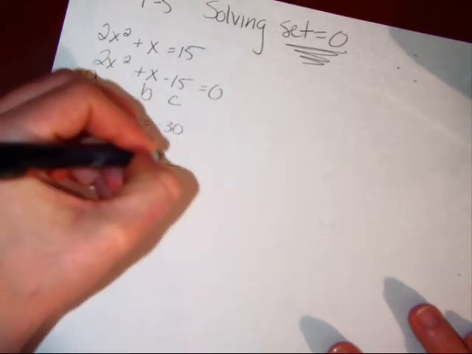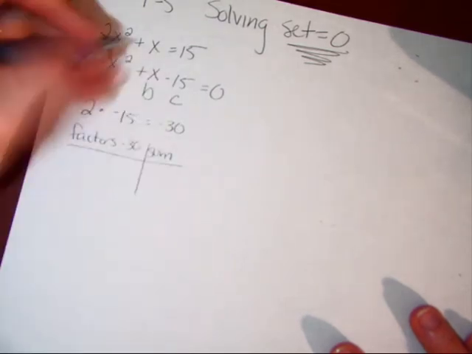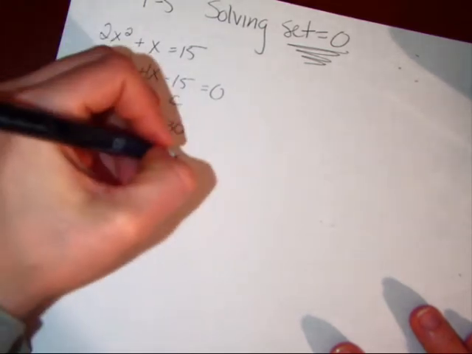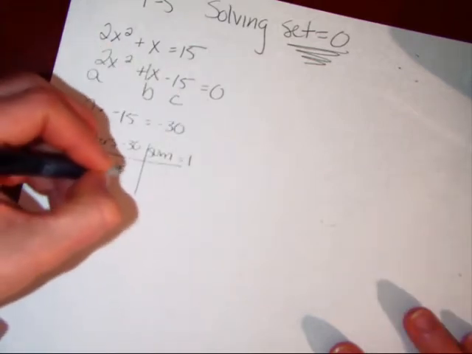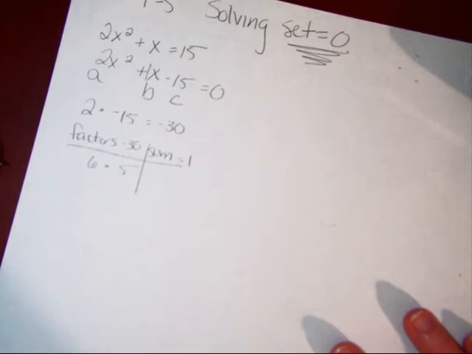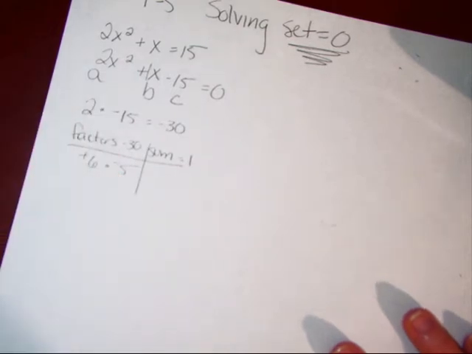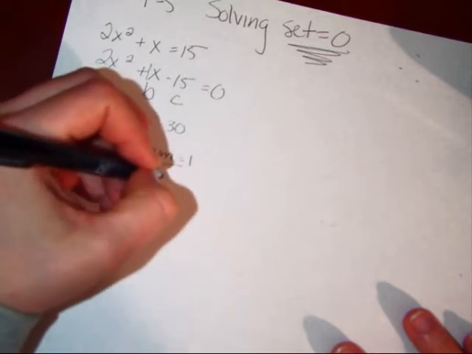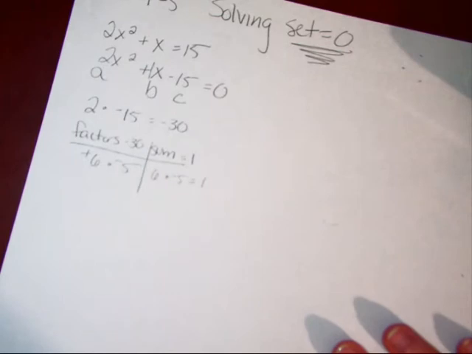And I need to do the sum. The sum needs to be this magic number in here, a 1. Factors of 30 are 6 and 5. Since I need a positive 1, I'm going to make it a positive 6 and a negative 5. That'll work, because 6 and negative 5 makes the 1 that I need.